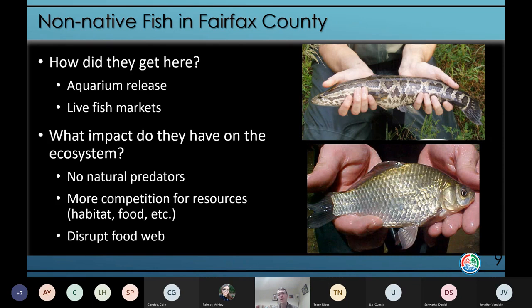Snakeheads in particular are top predators. Not only do they consume benthic macroinvertebrates in their younger stage, but they also eat pretty much all of our native species of fish as a food source. And with no natural predators of their own, they have spread throughout the East Coast, really.